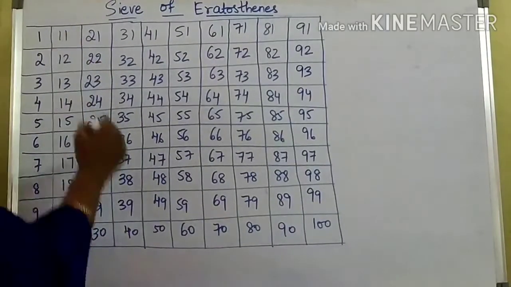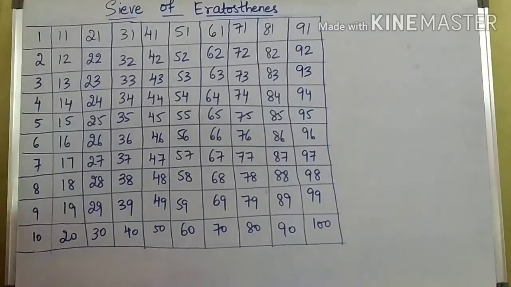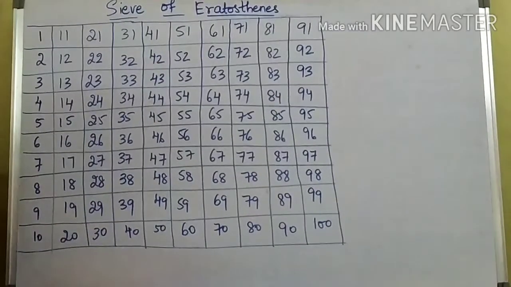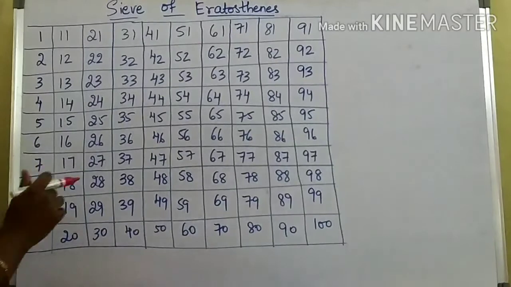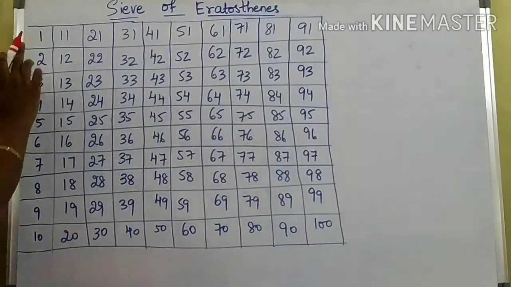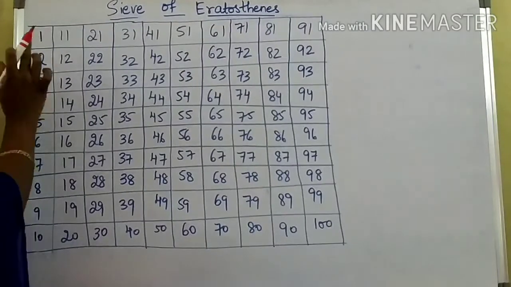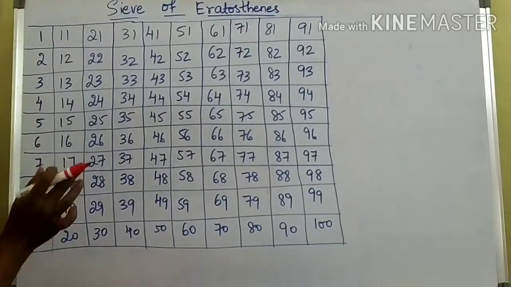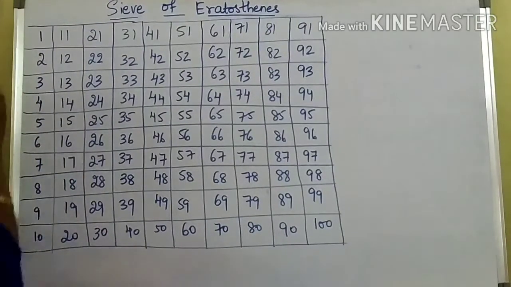First, list all the numbers from 1 to 100. Here, look at the board, children. Here I have written from 1 to 100. Starting from 1 onwards, you know 1 is neither a prime number nor a composite number. So you cross out 1 because 1 is neither prime nor composite.